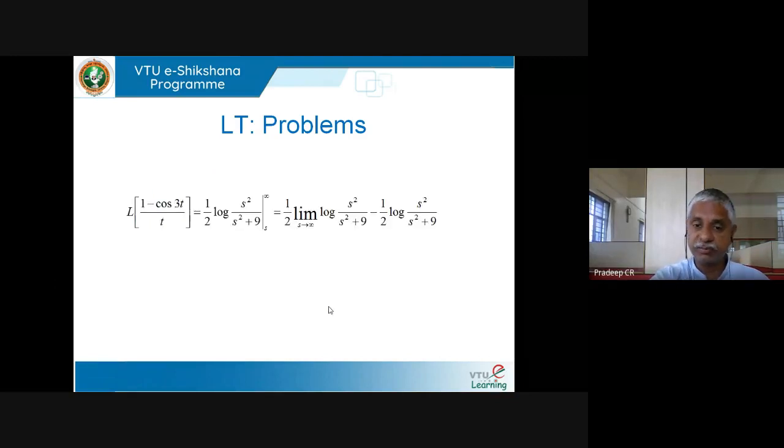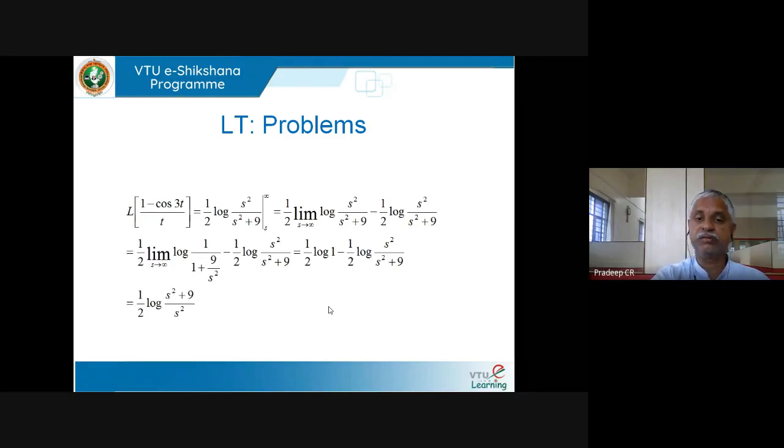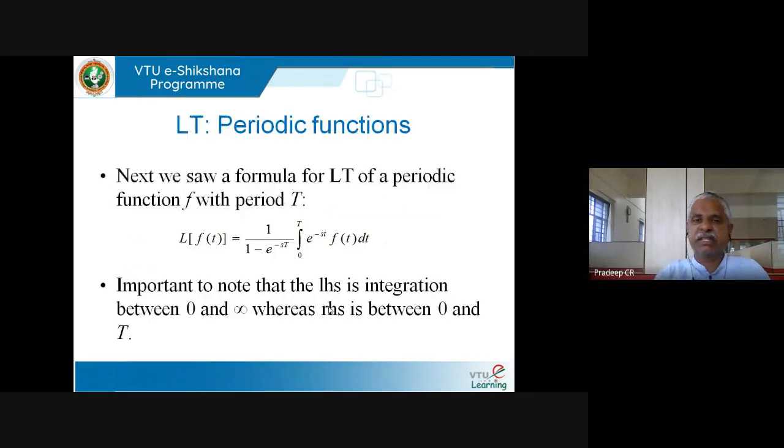Okay, let's proceed. After that, what did we do? We saw periodic functions. I think I spent a lot of time on periodic functions and their Laplace transform, more than 1 hour. I will not give any particular example now because we have already seen several examples. So let me just recall what this formula says.